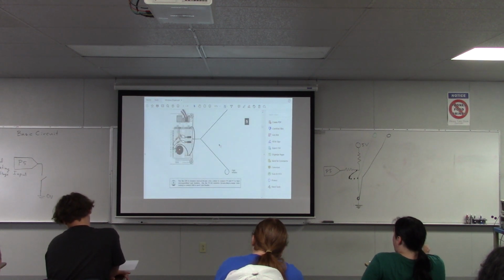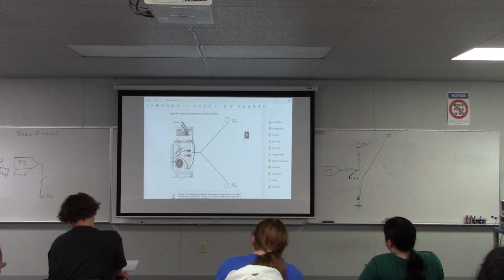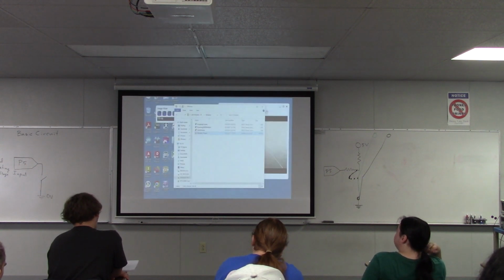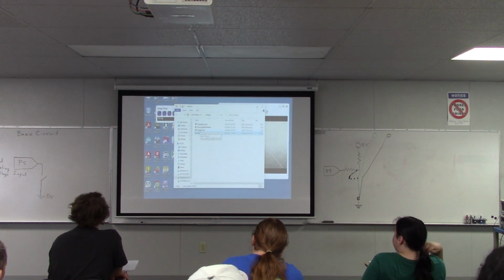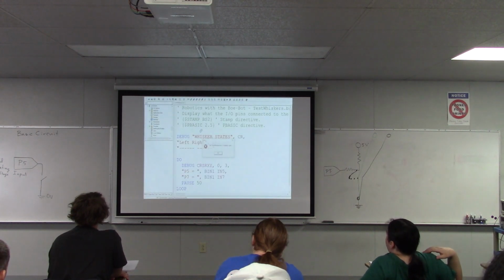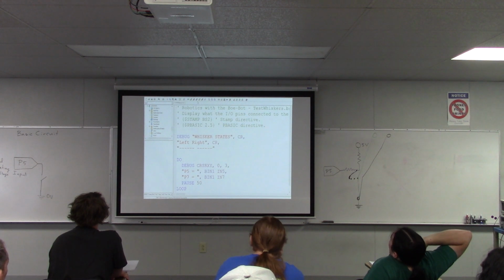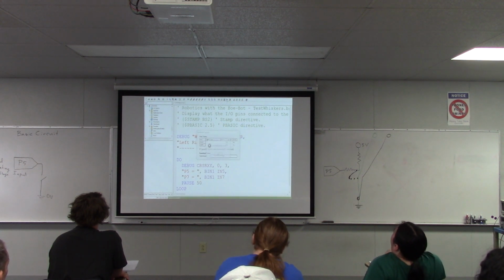And then once you have assembled your whiskers, you want to test them out. So there's a test whiskers program. And what this does is this program runs.